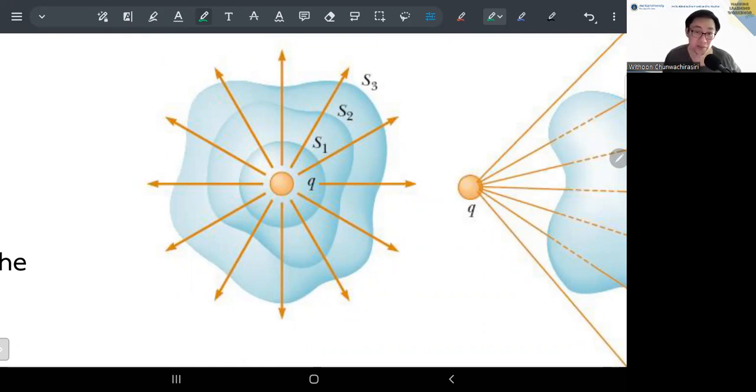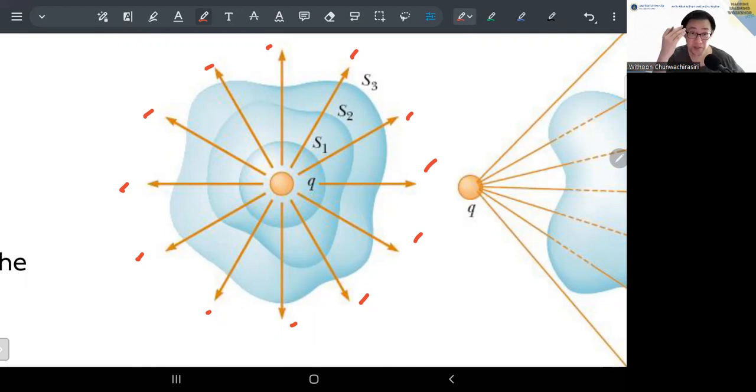Why? You can think of it in one way. If you count the number of electric field lines, 1, 2, 3, 4, 5, 6, 7, 8, 9, 10, 11, 12. Usually you don't do this, but just based on this figure, the 12 lines pierce through all three surfaces. So these three surfaces experience the same amount of electric field lines, so the same amount of flux.